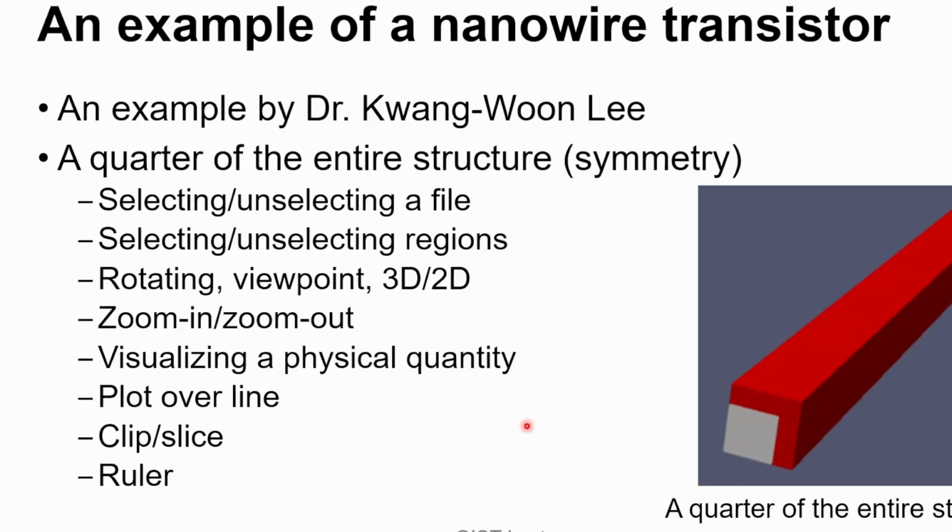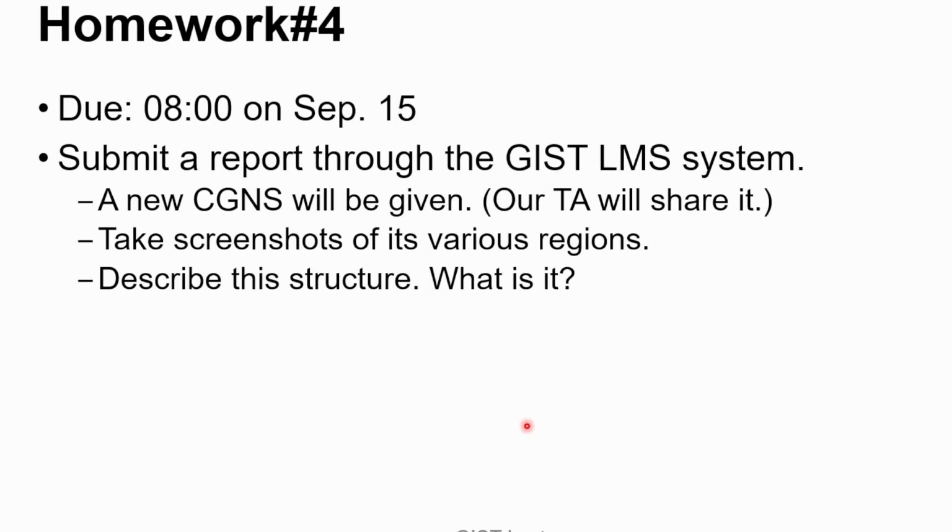So I guess that it is quite good to have this ParaView expertise. Then after that, now we have covered our example, and let's go to our homework number 4. Up to now, you have seen the example of EQ1.CGNS. It was a quarter of a nanowire. Our TA will give you a new CGNS file, which is not known to you.